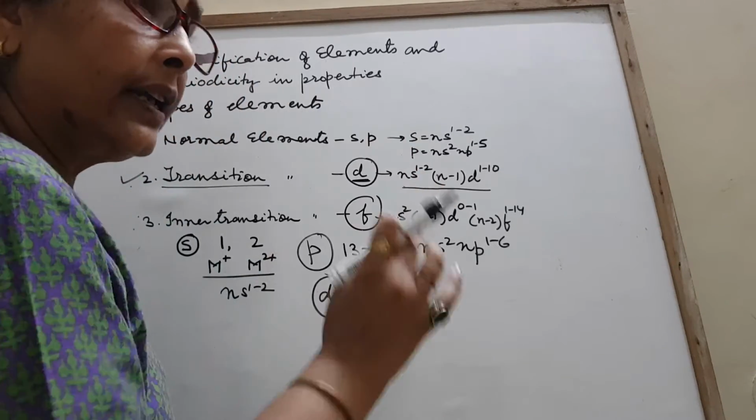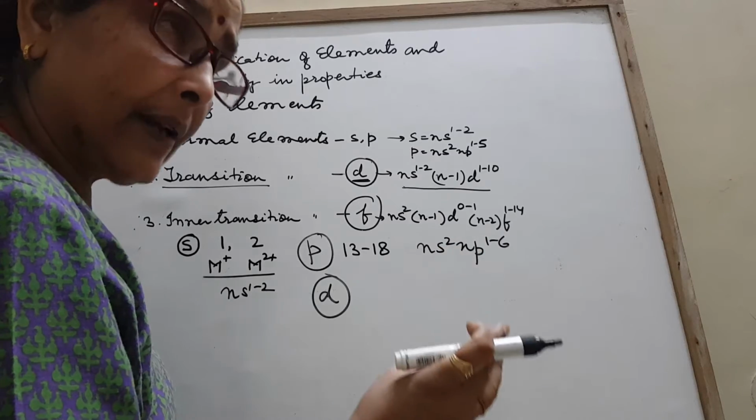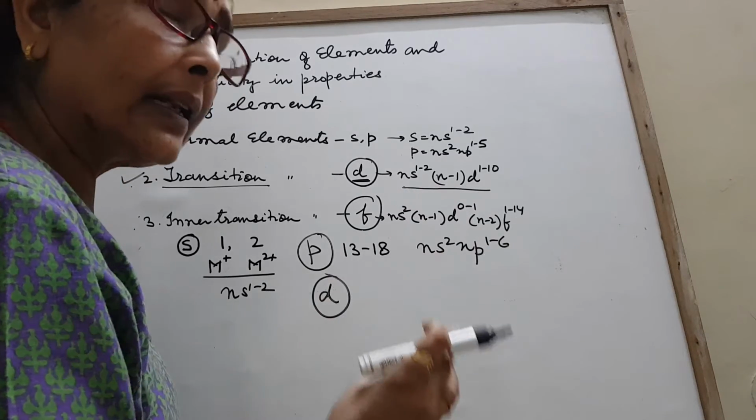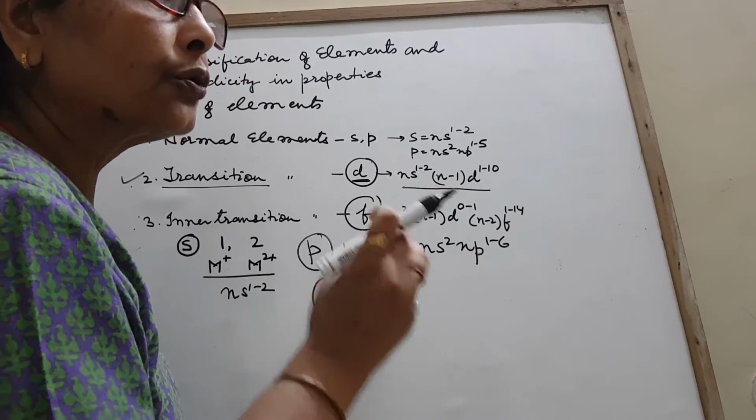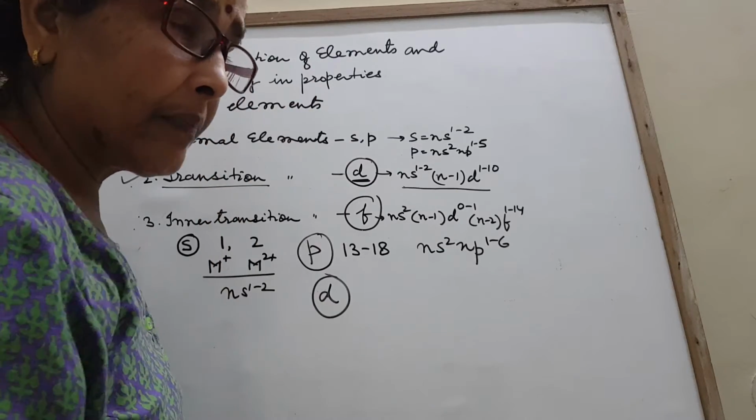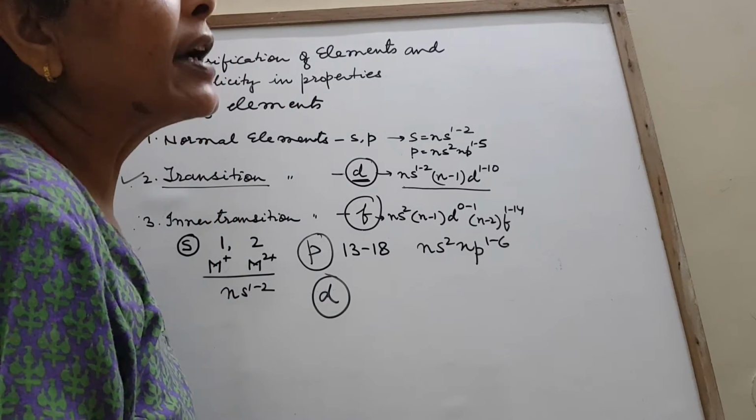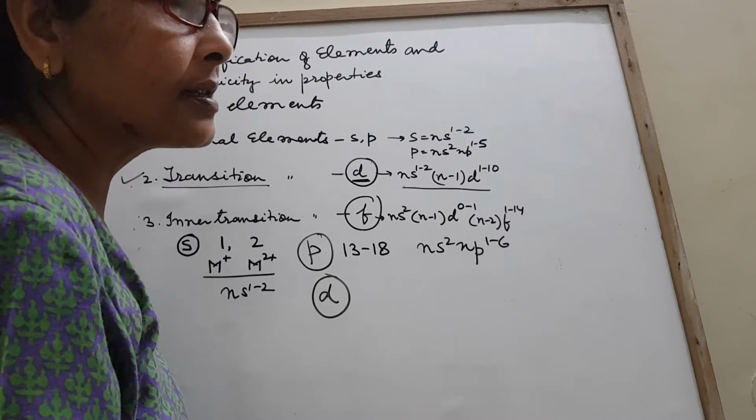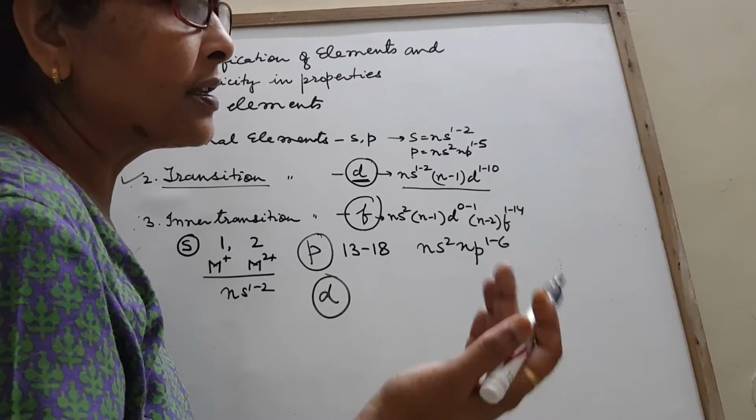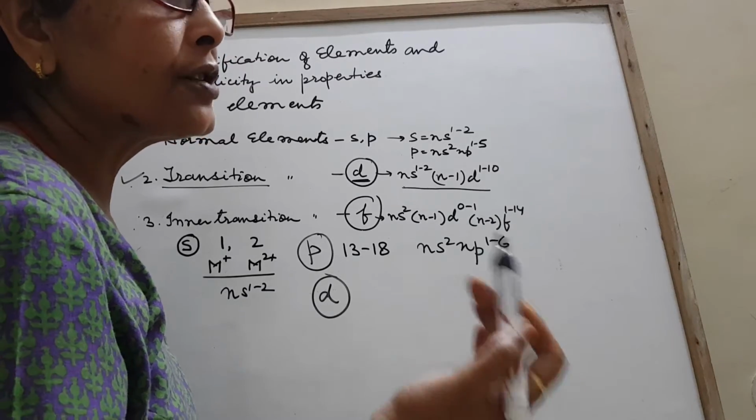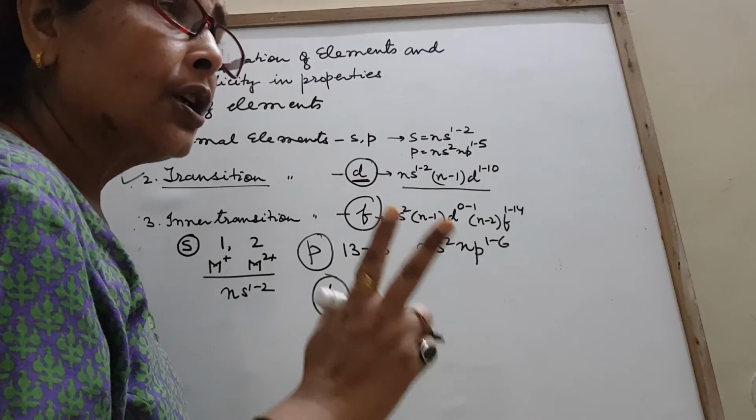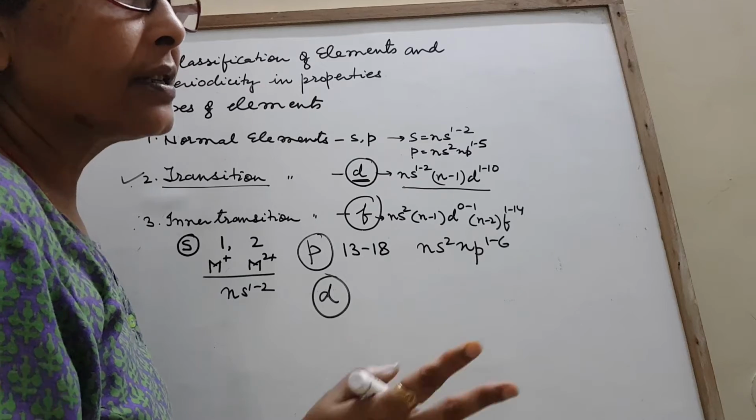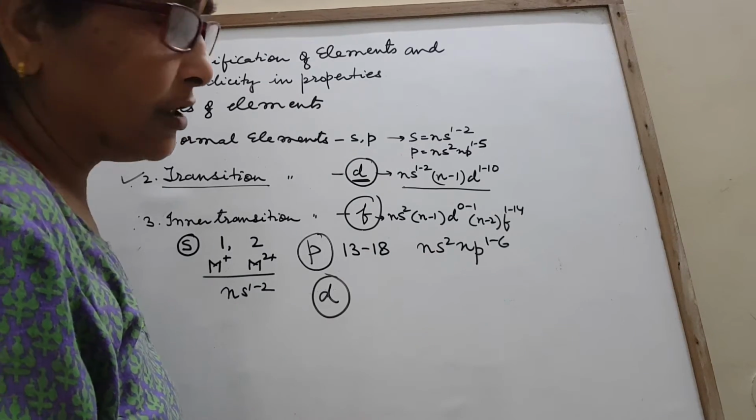Again the points: colored complex ions, and they show variable valencies. Most of them are used as catalysts for various reactions. These points in short you need to know, because details you have next year. And again, they have two outermost shells incomplete, ultimate as well as penultimate.